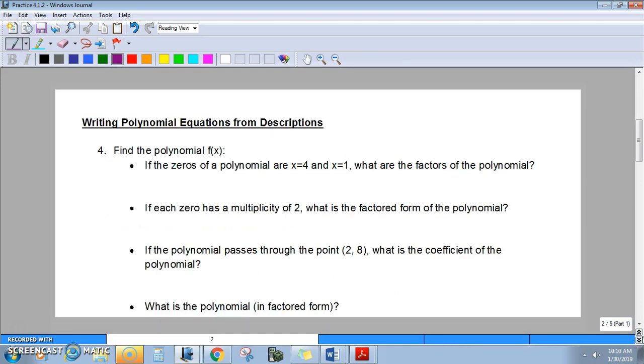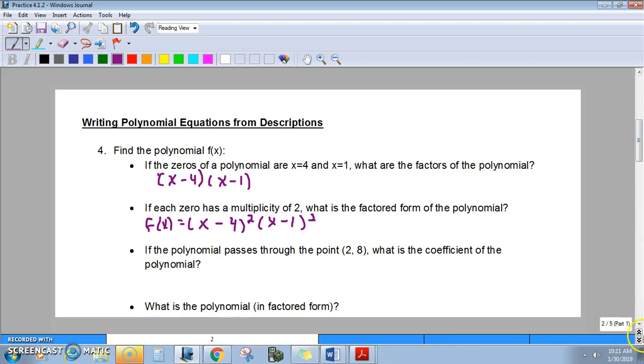All right, so we're going to do it again. If the zeros of a polynomial are x equals 4 and x equals 1, what are the factors of that polynomial? And that is, right, the opposites. x minus 4, because if x was 4, that would be 0. And x minus 1, because if x was 1, that would be 0. If each 0 has a multiplicity of 2, what is the factored form of the polynomial? So that just means each of what we just did. And then let's do this: x minus 4 squared times x minus 1 squared.